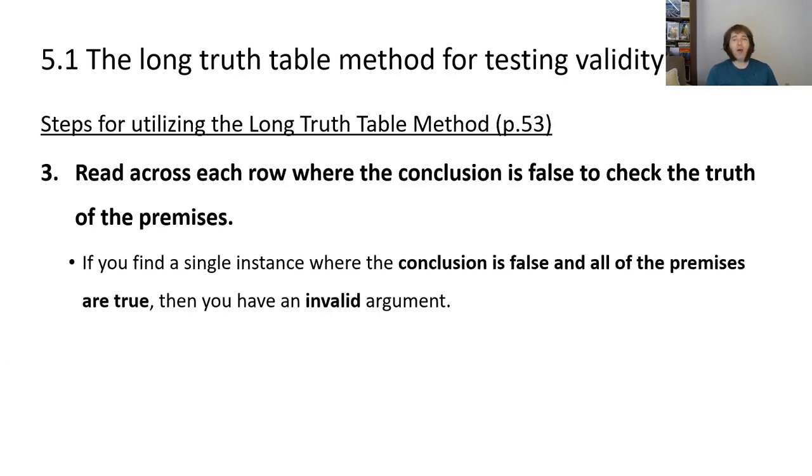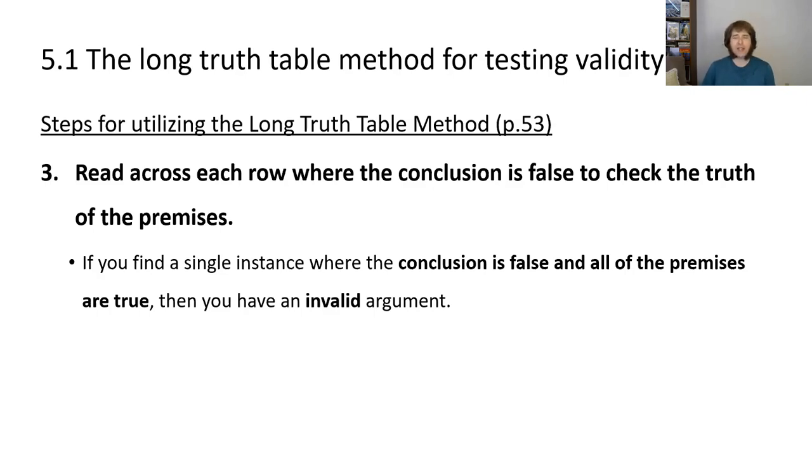That means it's impossible to have an instance where all the premises are true and the conclusion is false in a valid argument. So if we find one of these cases where all the premises are true but the conclusion is false, then the argument just isn't valid. And this is what the truth table is doing. It's showing us all the possible combinations of true and false, how all of the statements that make up the premises and the conclusion could be true or false, all their possible combinations. And then we're looking through all those possible combinations to see if we can find an instance of invalidity.